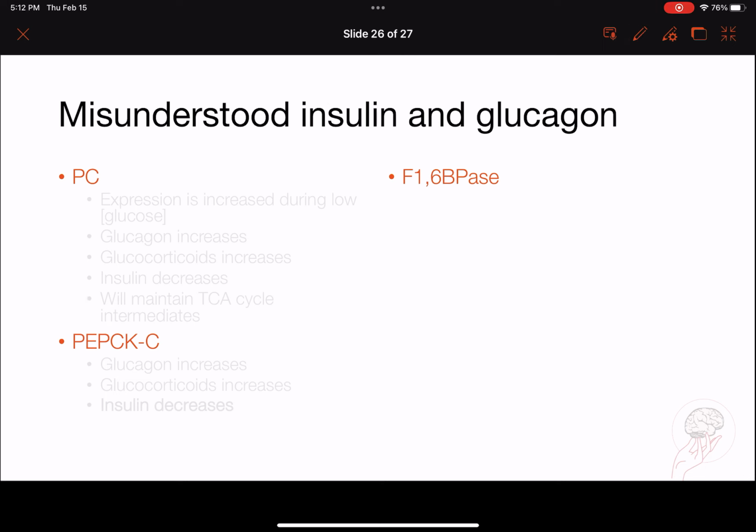Okay. Now let's look at fructose 1,6-bisphosphatase. Fructose 1,6-bisphosphatase is rate limiting. It's also sensitive to cold, which is more of an interest than something you really need to remember. But what's important is that fructose 1,6-bisphosphatase interacts with fructose 2,6-bisphosphatase. This is another enzyme.